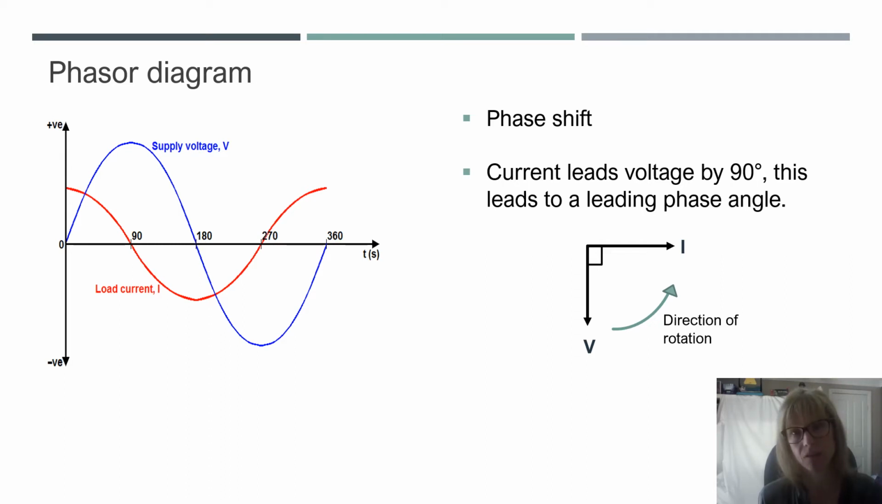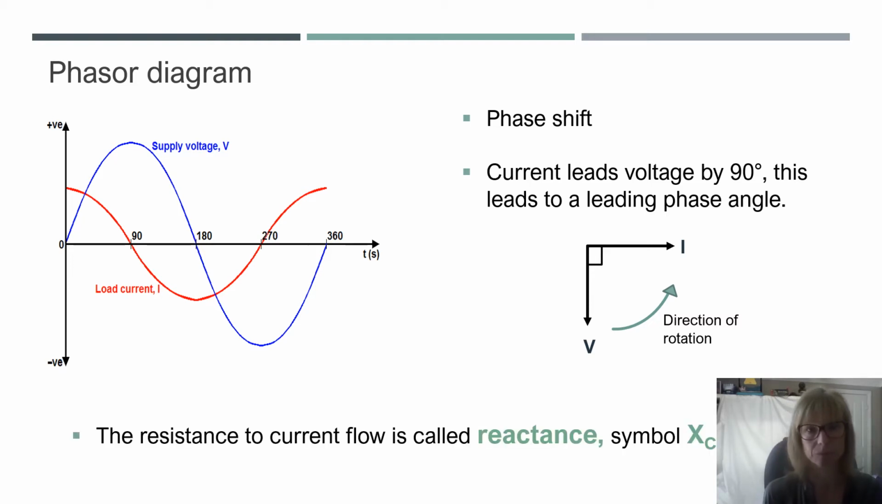With the current still on the same line, but this time we draw our voltage going down. And the resistance to the current flow, the reactance, is still the reactance, and the symbol is an X as before, but this time it's got a C next to it. I'm sorry, that's right up against that picture. Hopefully you can see that clearly.